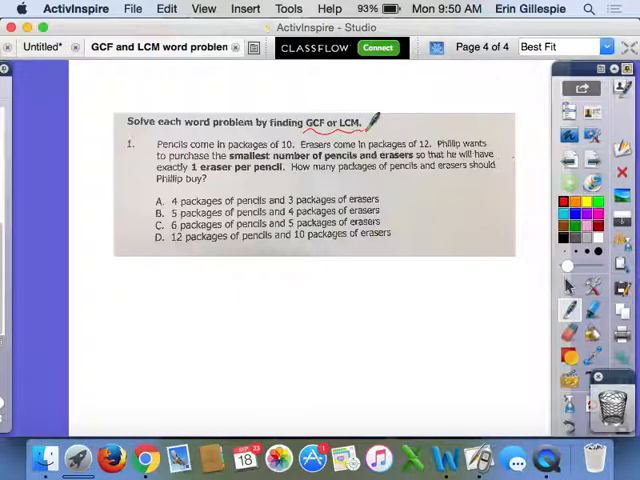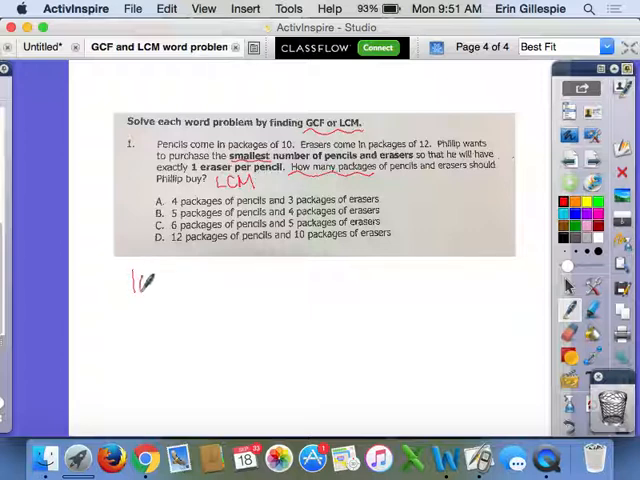It says pencils come in packages of 10, erasers come in packages of 12. Philip wants to purchase the smallest number of pencils and erasers so that he'll have exactly 1 eraser per pencil. How many packages of pencils and erasers should Philip buy? How many packages, not how many pencils and erasers, okay? That will make more sense when we come to look at our answer choices here. Smallest means we want to find LCM.